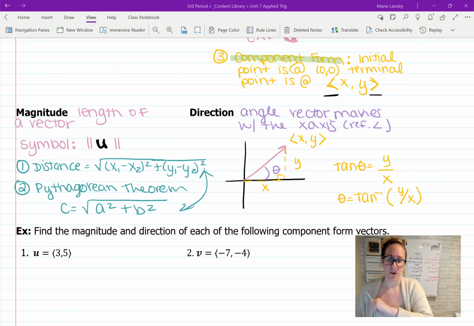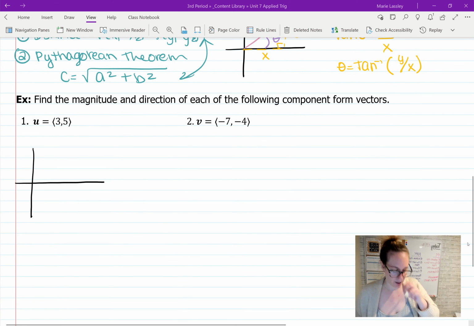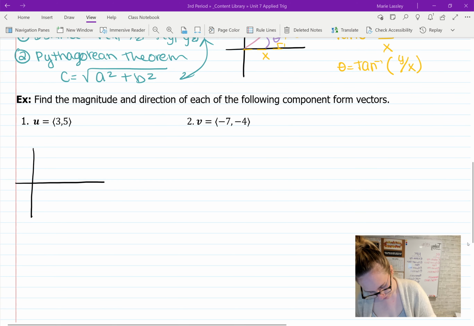All right, so we're going to do our two examples. We're going to find the magnitude and direction of each of the following component form vectors. And then we're done for today, which is probably good because we're at 23 minutes right now. Okay, so here we go. I always recommend sketching it, and on your homework, you have to sketch it. I made you. All right, so hold on, I scrolled on my own paper, but I didn't scroll on here, so there we go. All right, 3, 5.